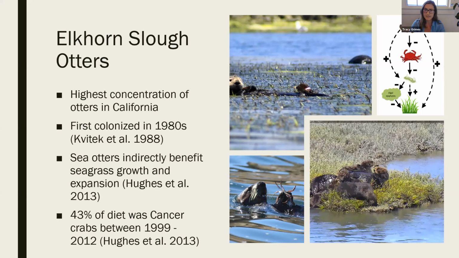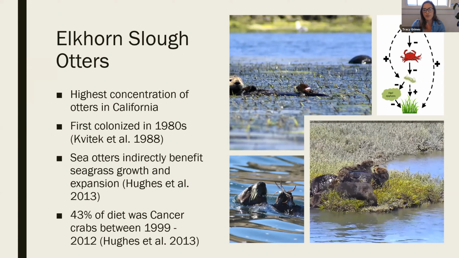We also know from recent research, well, maybe not so recent anymore, recent when I was doing my research, from Hughes and colleagues, that sea otters are indirectly benefiting seagrass growth and expansion in Elkhorn Slough. And they do this in a trophic cascade similar to that kelp forest example I showed in the beginning of this talk, just with a few extra levels, and it does involve crabs such as Dungeness in there.